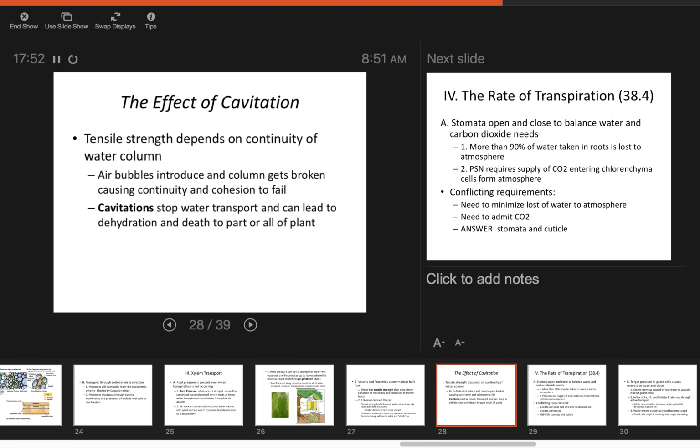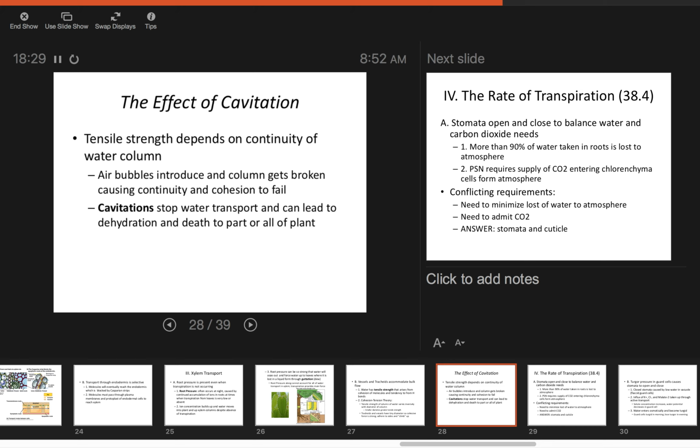All right, however, there's a downside to this. In order for the tensile strength to continue to work, to continue to move water up through cohesion, the water column has to be continuous. And if you get air bubbles introduced into the column, your cohesion will fail. It's like a break in the necklace. And so something called cavitations stop water transport, and they can lead to dehydration because it's just like taking out tracks of a railroad and your train just stops there. So death to part or all of that plant if a tiny microscopic air bubble got in there.